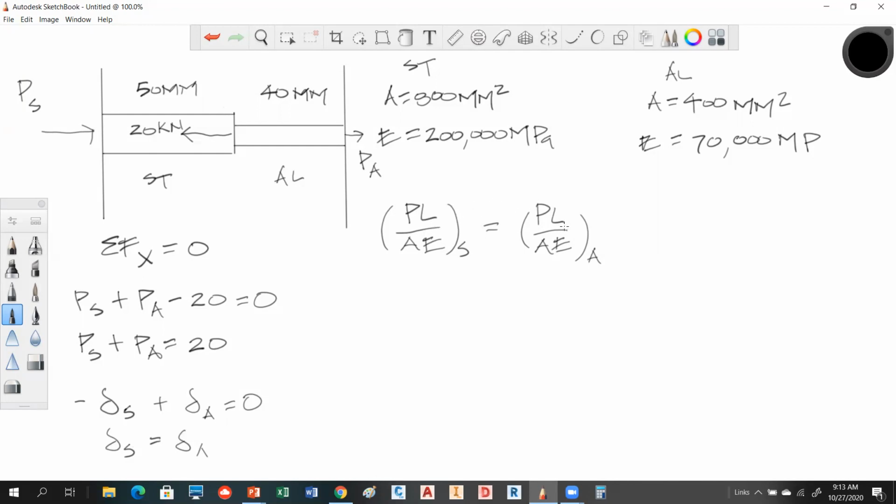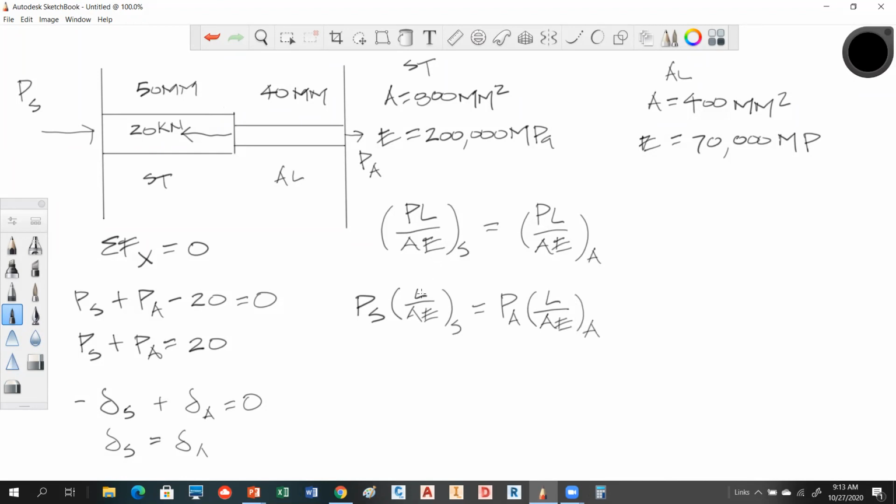Everybody see that? And what we're now going to do is solve for either PS or PA. So I'm going to solve for PS. What I can do is pull that PS out of there, and I get L over AE for steel. And I'm going to pull the PA out, and that's going to be L over AE for aluminum.